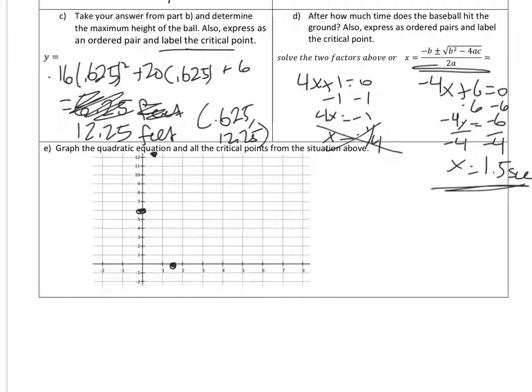Okay, so we have a downward facing u. We have our vertex right there. Now, obviously, if you were to think about what a real-world problem would look like, it would stop right here. It might bounce another time or whatever. But that's what the graph is going to look like.